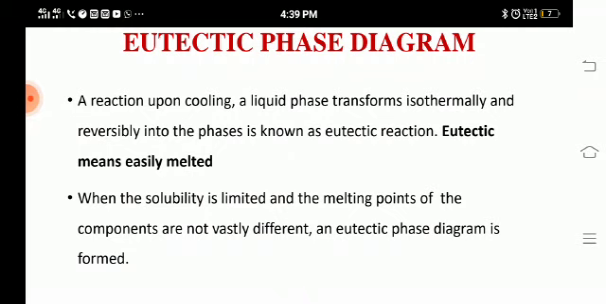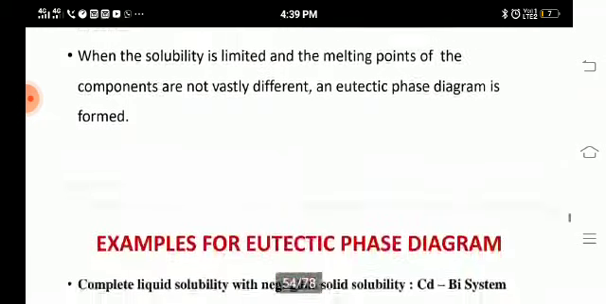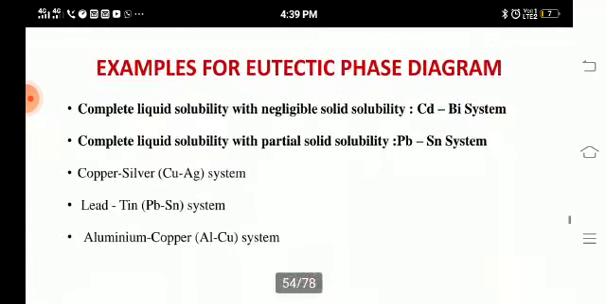When the solubility is limited and the melting points of the components are not vastly different, a eutectic phase diagram is formed. If we have a two component system, that is a binary system, where the two components have almost the same melting point, it may be nearly a difference of 100 degrees centigrade, then we can have a eutectic phase diagram. That means the melting points of the components are not vastly different. For example, you take the phase diagram.